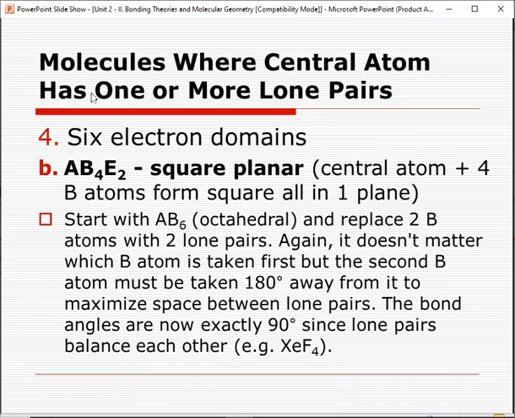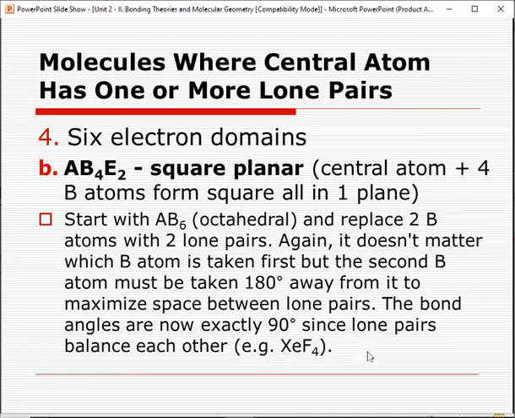So next is still on the 6 electron domains but 2 lone pairs and 4 outer atoms. So central atom plus 4 B atoms form square all in one plane. So start with octahedral and replace 2 B atoms with 2 lone pairs. Again, it doesn't matter which B atom is taken first, but the second B atom must be taken 180 degrees away from it to maximize space between lone pairs. The bond angles are now exactly 90 degrees since lone pairs balance each other.